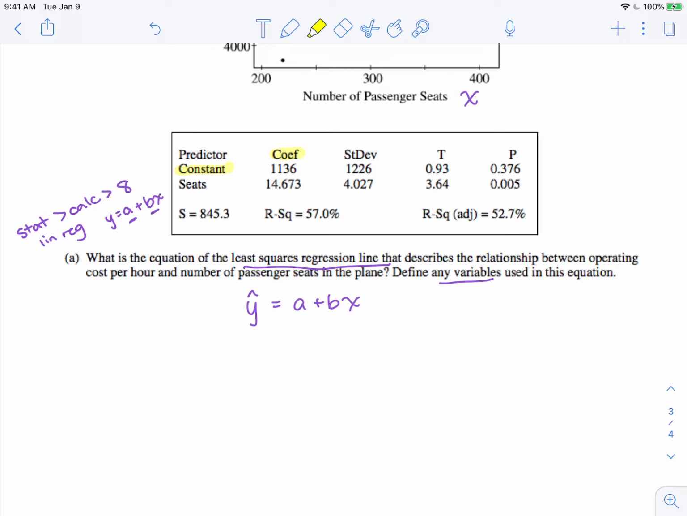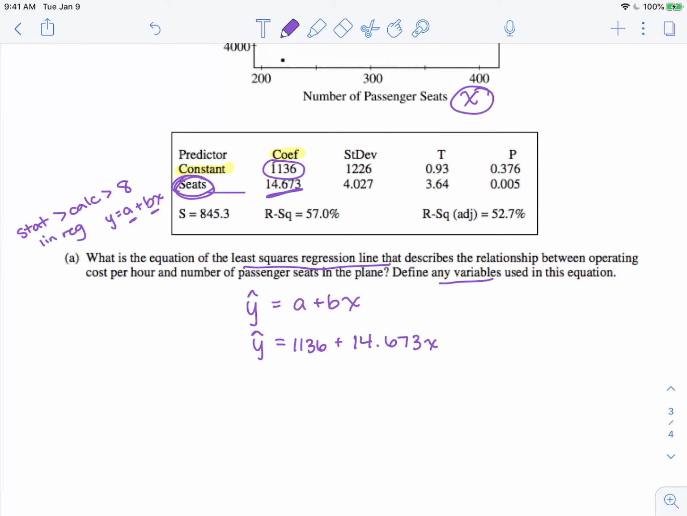This column is the most important to me. So the constant, aka the number by itself, is the y-intercept. So that's 1136. So A is 1136. Okay, and then the coefficient with the seats, or whatever variable is here, but in this case seats is x. That's your slope, aka seats is x, x is slope, aka 14. All right, hopefully that was helpful. Okay, that is my equation without the words.